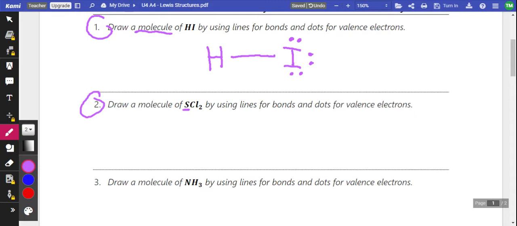So I'm just going to put my sulfur smack dab in the middle of what this molecule is going to be. All right. And I'm going to try and bond this to 2 chlorine atoms. So I'm going to kind of spread them out and give them some room.